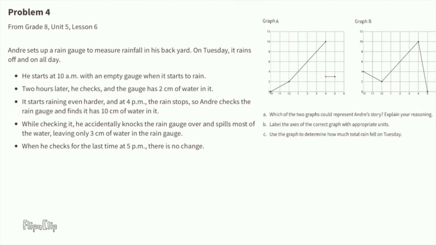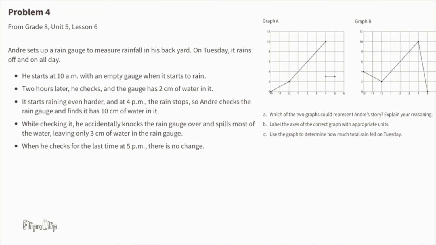Problem number 4 from 8th grade Unit 5, Lesson 6. Andre sets up a rain gauge to measure rainfall in his backyard. On Tuesday, it rains off and on all day. A, which of the two graphs could represent Andre's story?